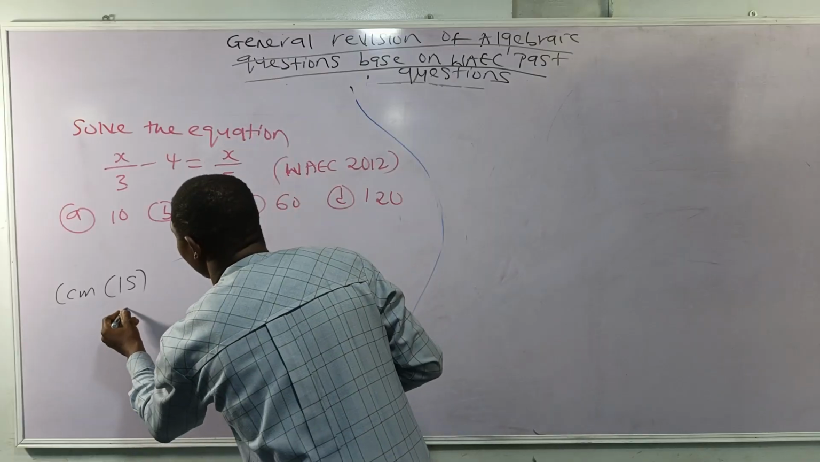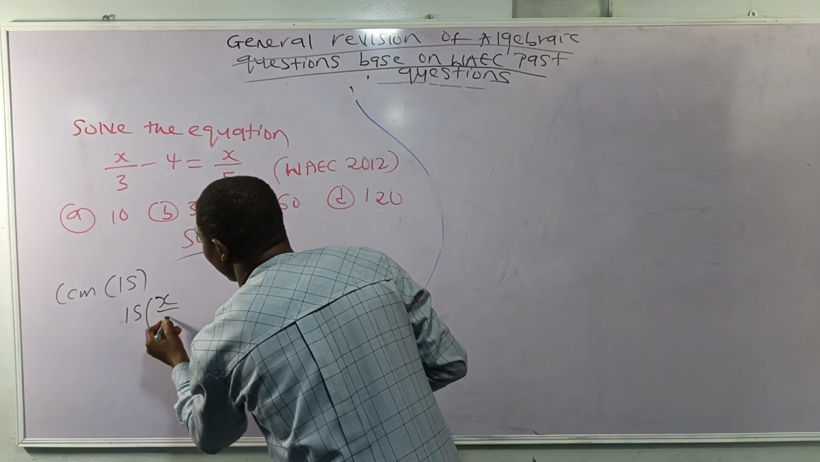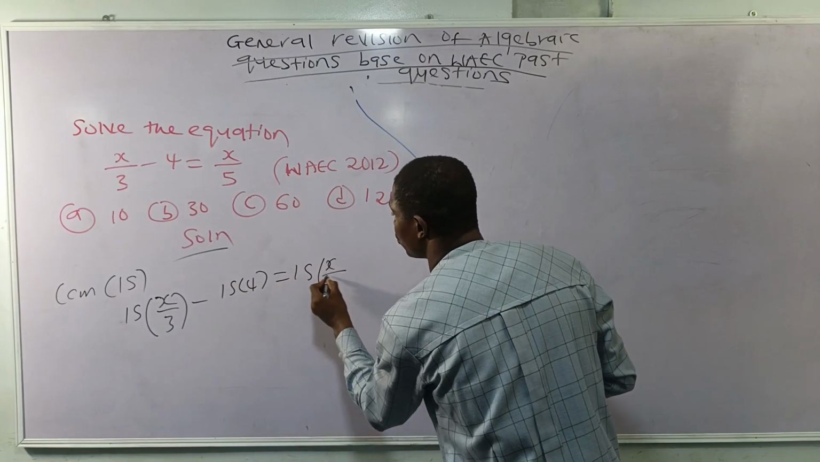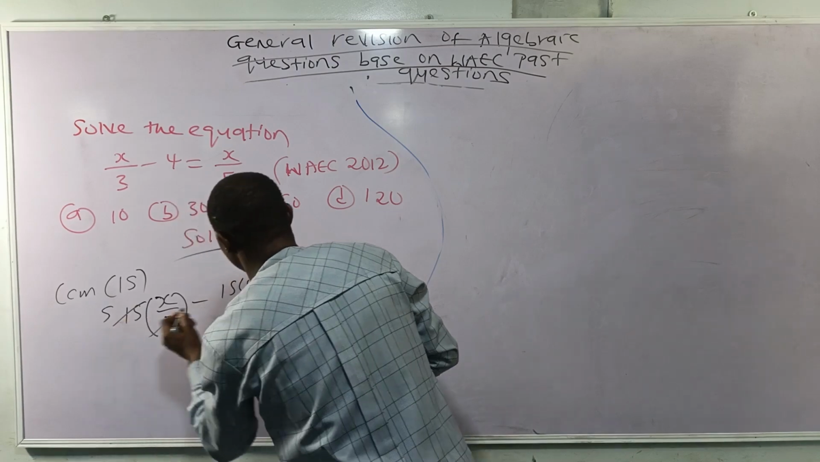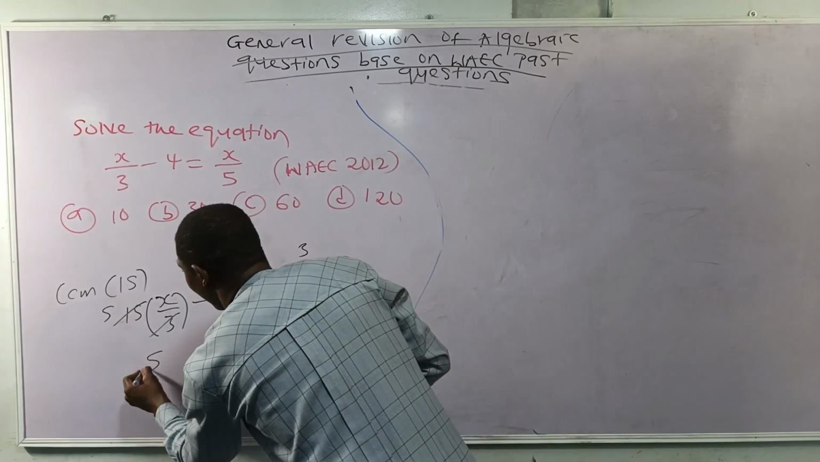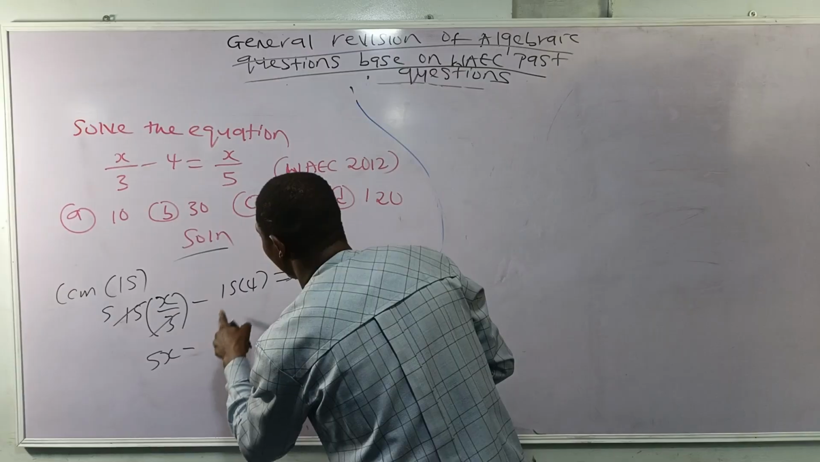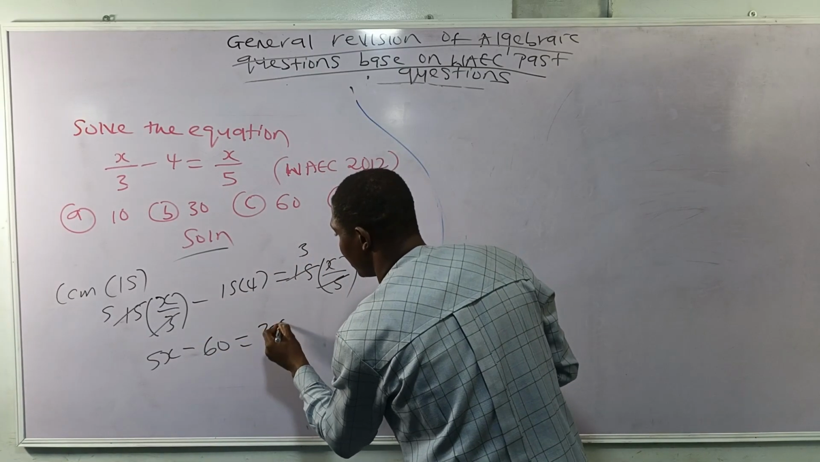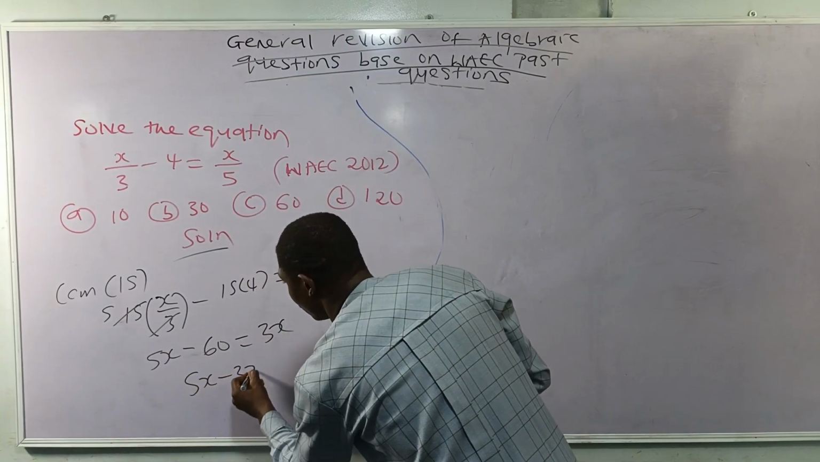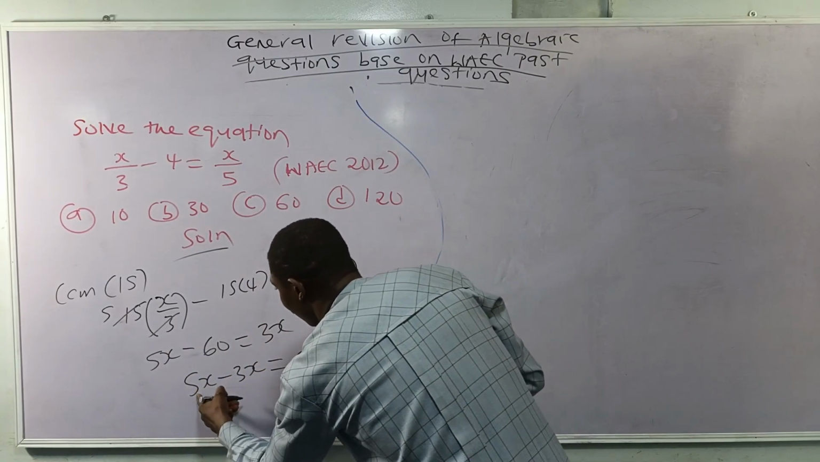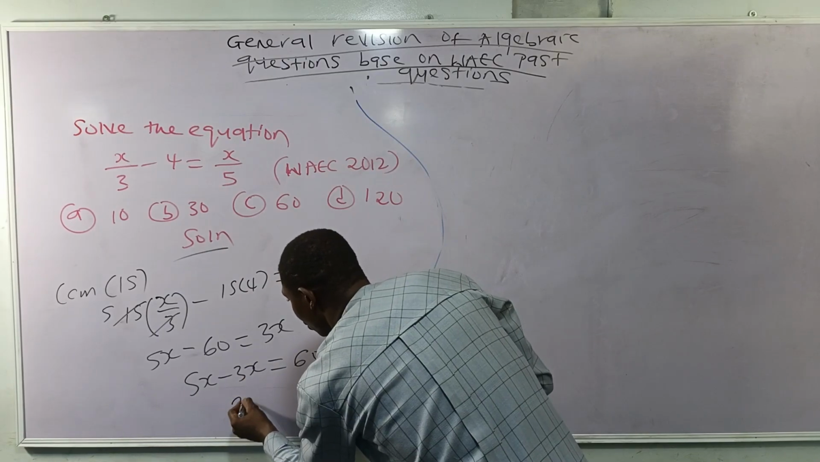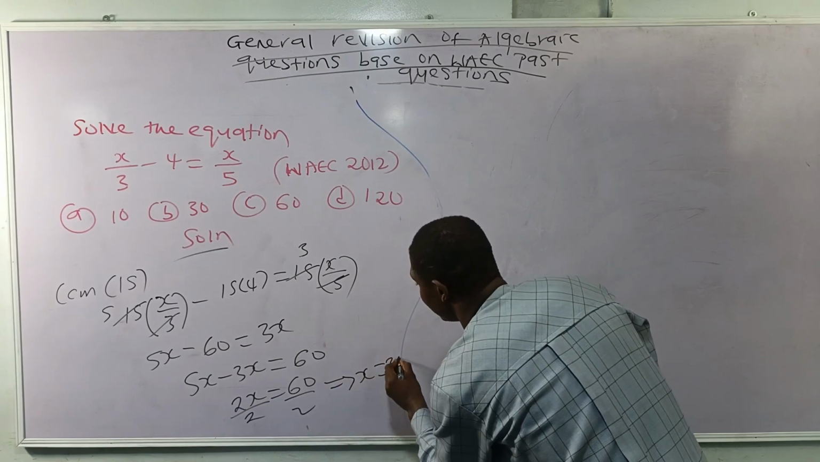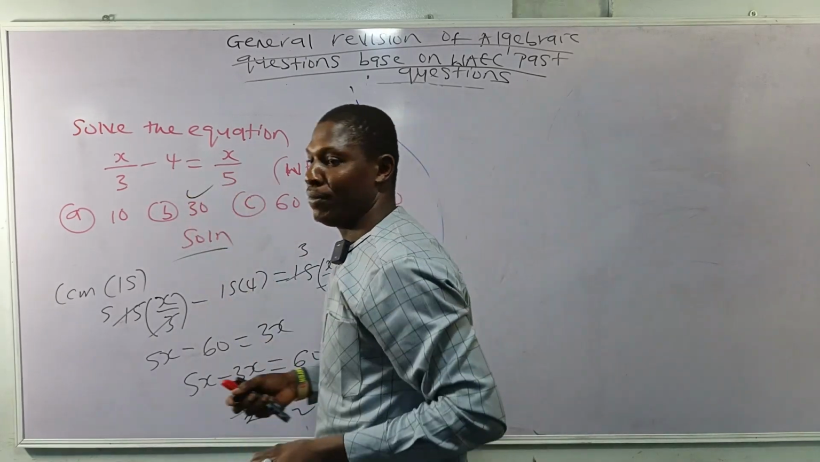If our LCM is 15, we use 15 to multiply each of the terms. So we have 15 bracket x over 3 minus 15 bracket 4 equal to 15 bracket x over 5. This we cancel, have 5. This we cancel, have 3. 5 times x is 5x, minus 15 times 4, 60, equals 3 times x, 3x. Move this to the other side, I'll have 5x minus 3x equals positive 60. 5 minus 3 is 2. So I have 2x equals 60. If I divide through by 2, my x will be equal to 30, which corresponds to option B.